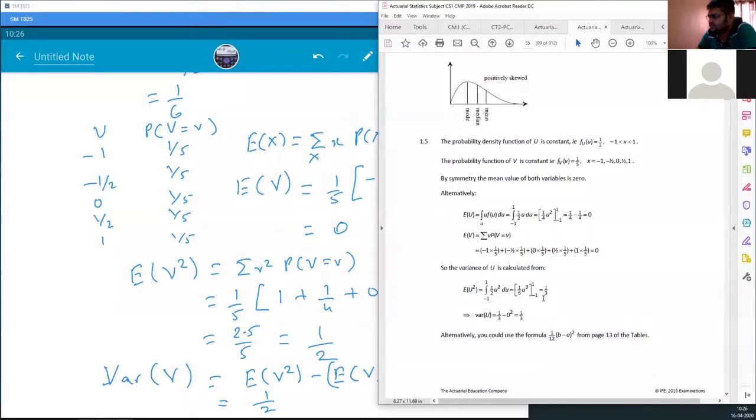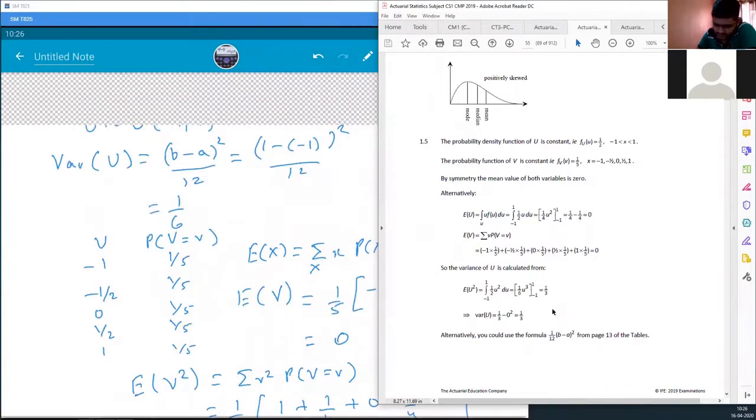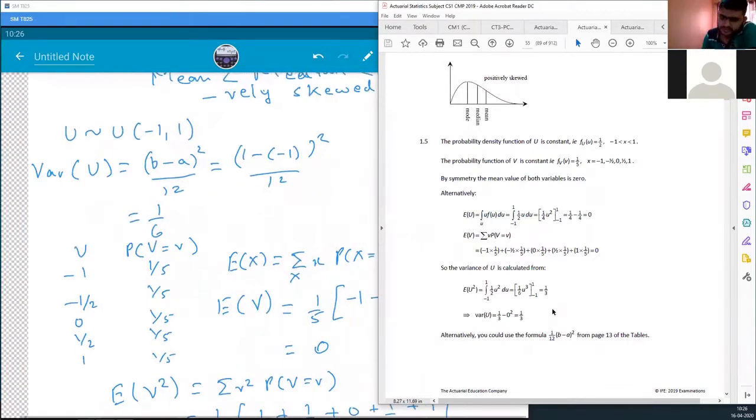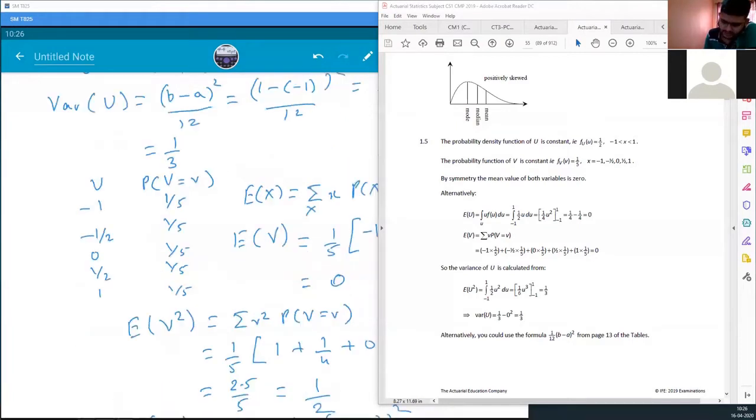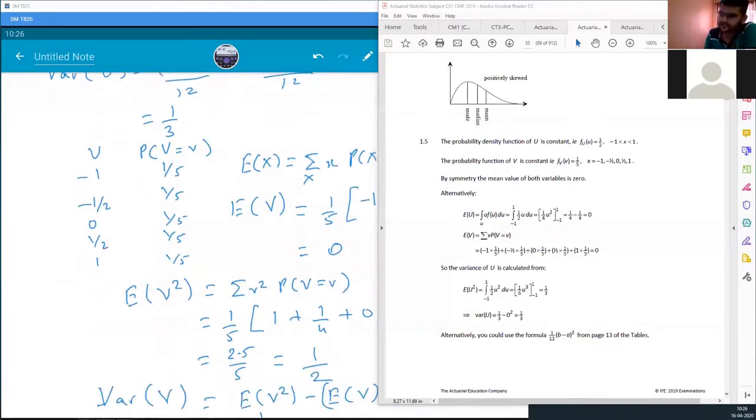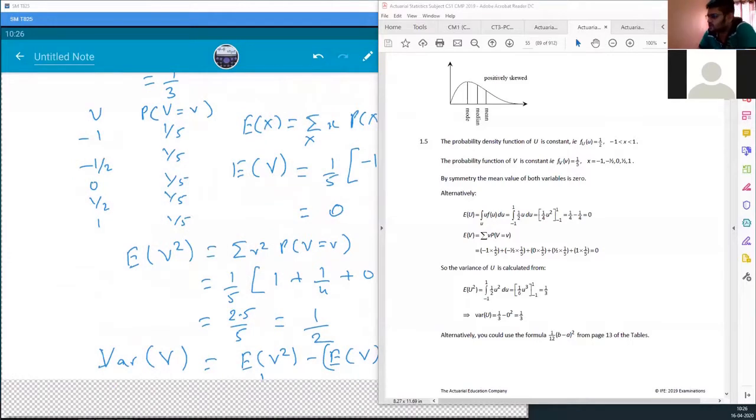Variance of u is 1 by. Did we do something wrong? Yes, of course we did something wrong, because here, you also did not point it out. This should be 4, right? Numerator is 4 upon 12, so this will be 1 by 3. But again, the comparison remains the same. 1 by 3 is smaller than 1 by 2.